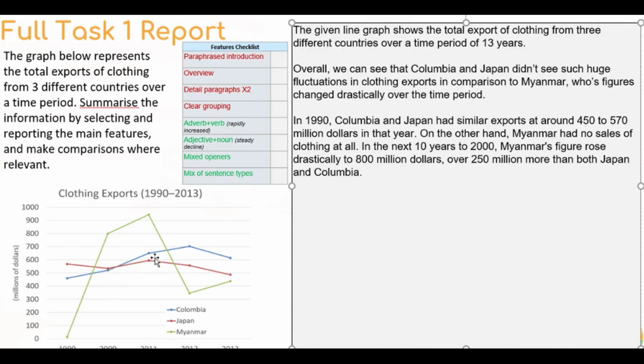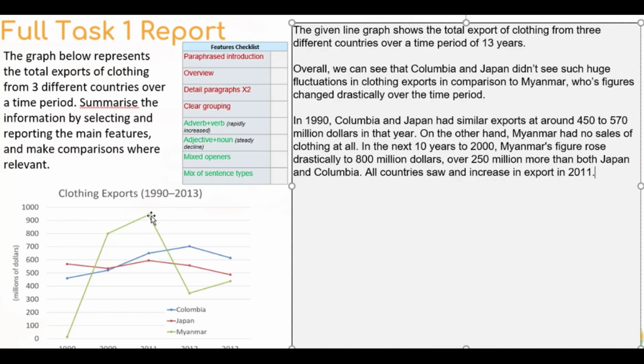So we can see that all countries saw some increase into 2011. So let's keep it simple and just write that. Onto 2011, let's not start with onto. All countries saw an increase in export in 2011. So I'm not being too specific there. I'm just saying that all the countries had some kind of increase. I think I've wrote quite a lot for my first detailed paragraph.